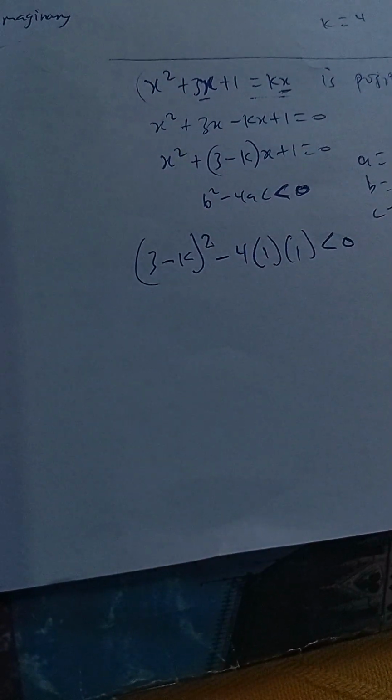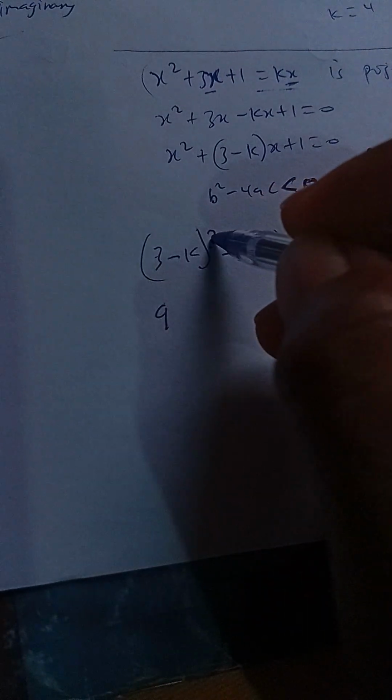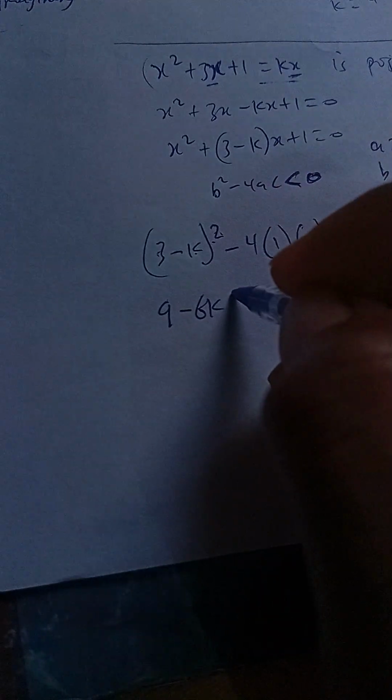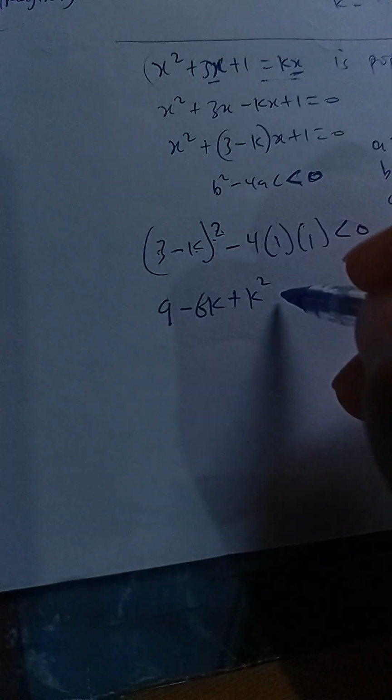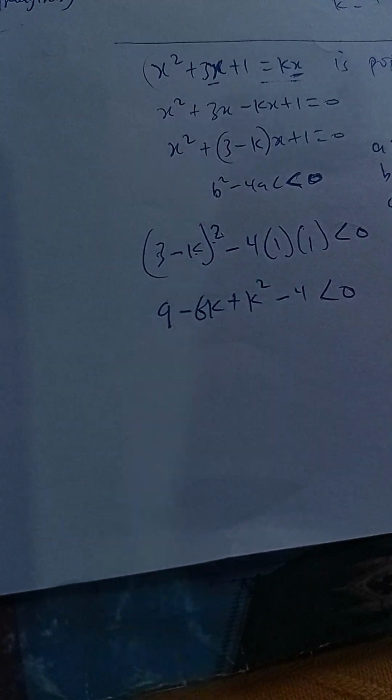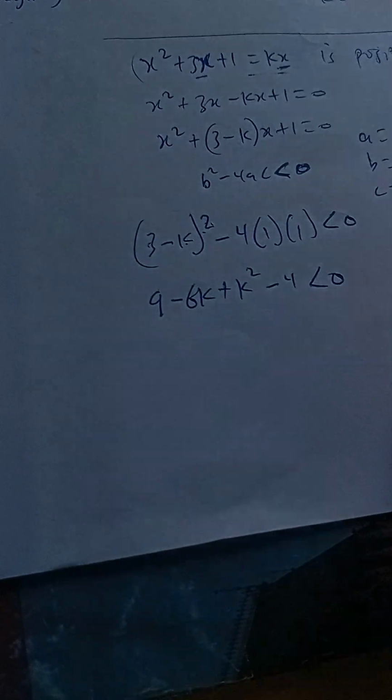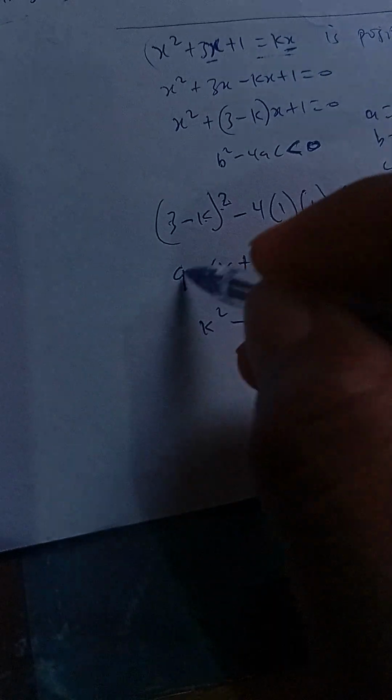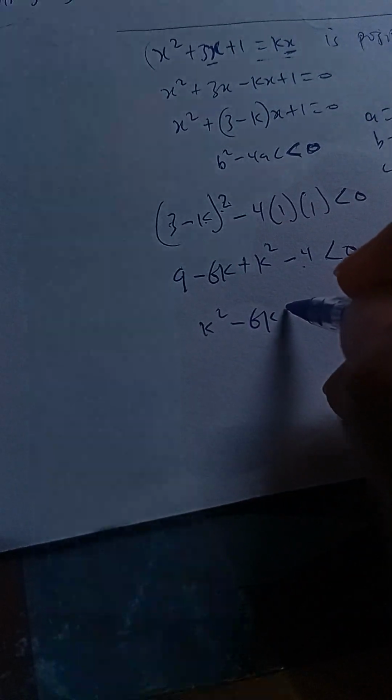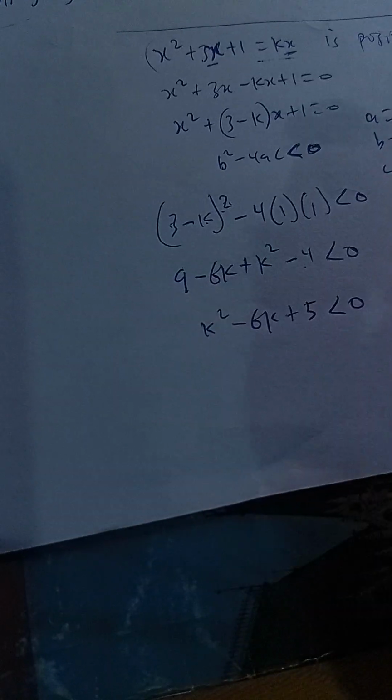So now we have to expand this. This will give us 9. We square the first one, then 2 times 3 times negative k, minus 6k. Then we square the last one, plus k squared. So minus 4 is less than 0. You see we are getting another quadratic equation again. Let's rearrange this. So we have k squared minus 6k, 9 minus 4 that will give us plus 5, is less than 0.